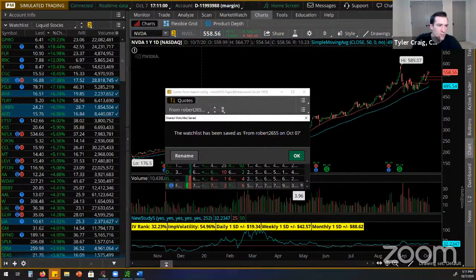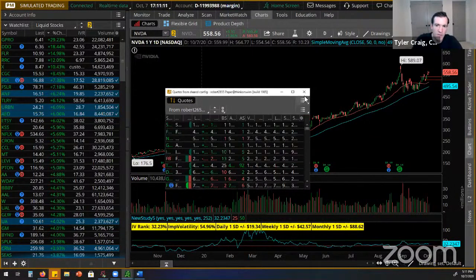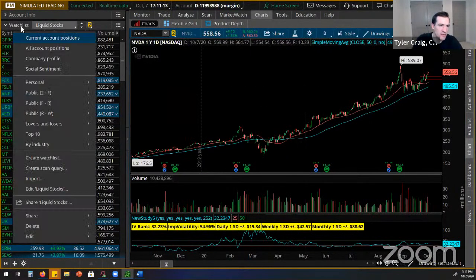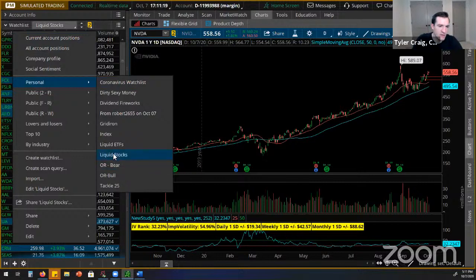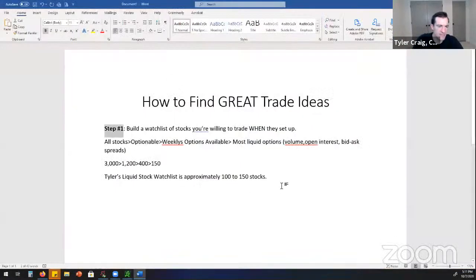It'll say it's from Robert 2655 on October 7th. I would rename it, call it liquid stocks, call it whatever you want, but this is my list. When you import it, it'll then be in your watch list gadget, and you go down to personal, and that is where it imports the list. It just puts it right there in the watch list gadget. All right, so I've got a watch list. That's step one.